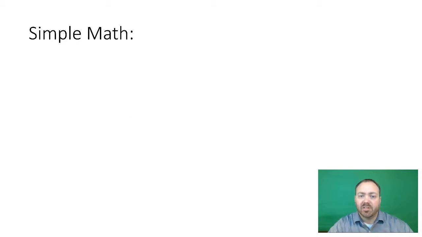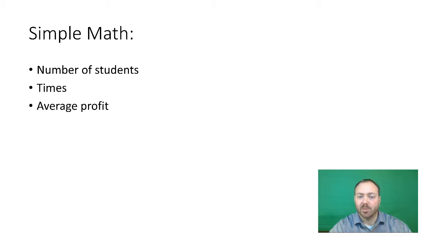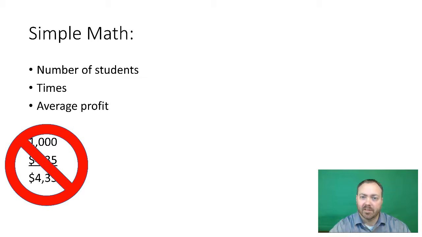In theory, this should be pretty simple math. Udemy shows how many students are signed up for a course. And so we can just take the number of students times the average profit, which we figured out in the last video, which was $4.35 per student. And we do the math and we say, okay, well, 1,000 students would give us $4,350 profit for the instructor, right? Wrong. That is not correct. It looks like it should work, but it doesn't.